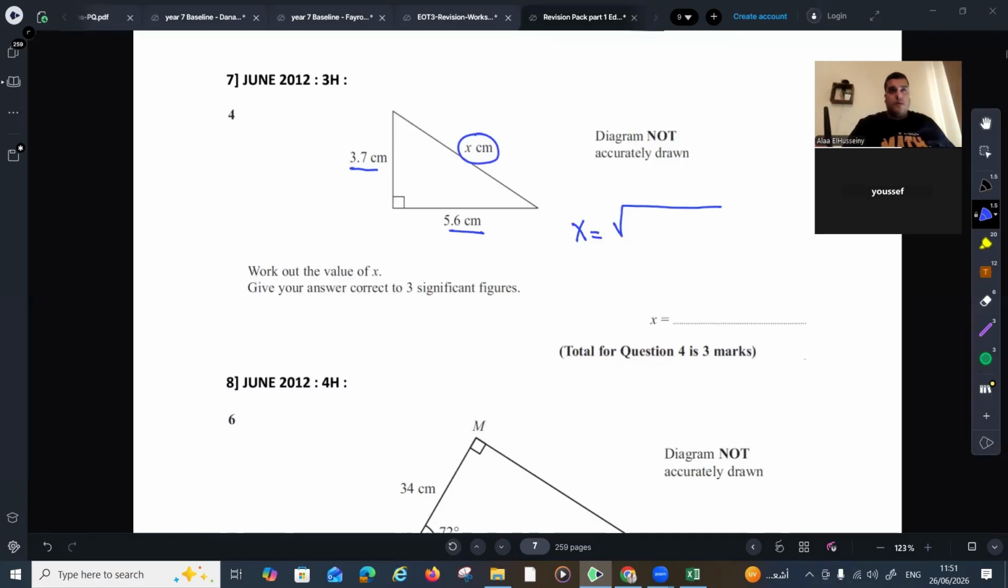5.6 squared plus, well done, 3.7 squared. So we're going to use our calculator. That's 5.6 squared plus 3.7 squared, which is 6.71, rounded to 3 significant figures.